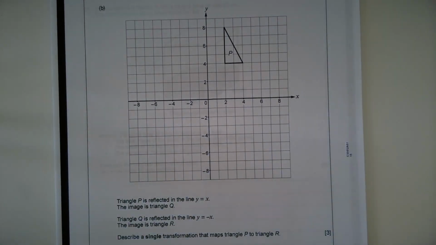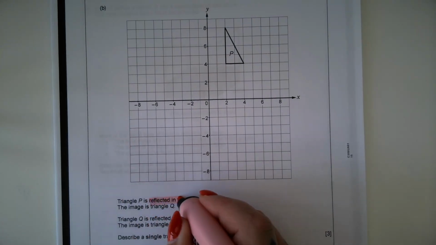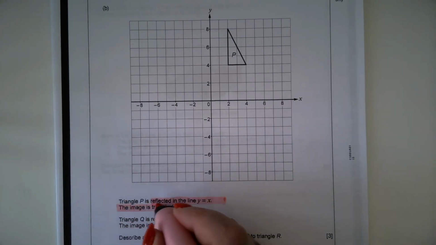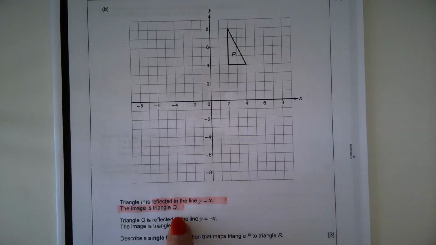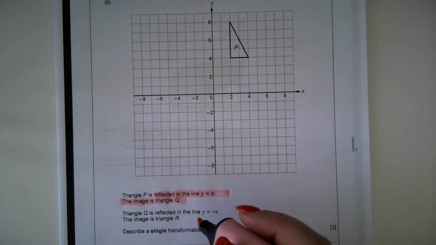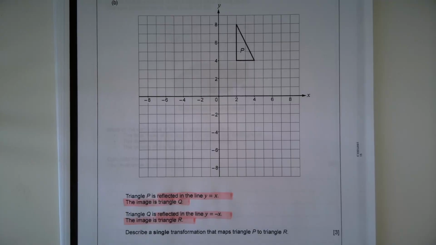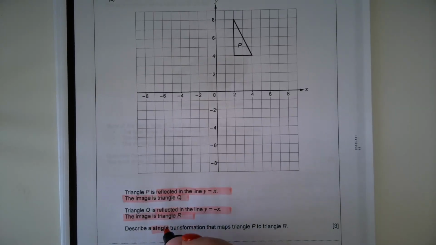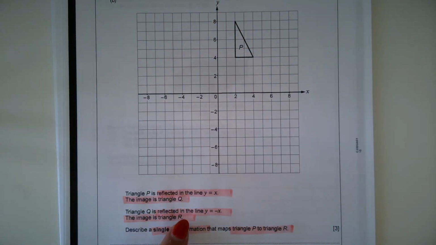14b. So triangle P, so this triangle here is reflected in the line y equals x, and the image is triangle Q. Now we can't see that on the diagram yet, but it's telling us that that's what's going to happen. Then it says triangle Q, so this one that would have been drawn here, is reflected in the line y equals negative x, and the image is triangle R. Describe a single transformation that maps P to R. So P to this shape R that we would end up with.